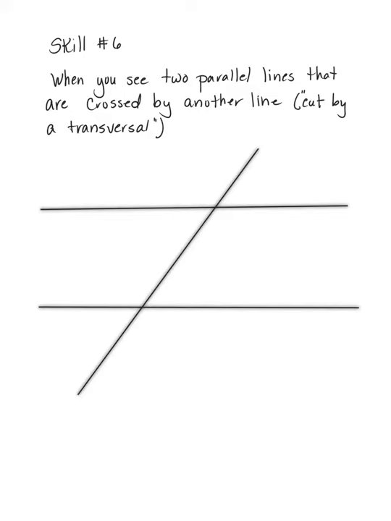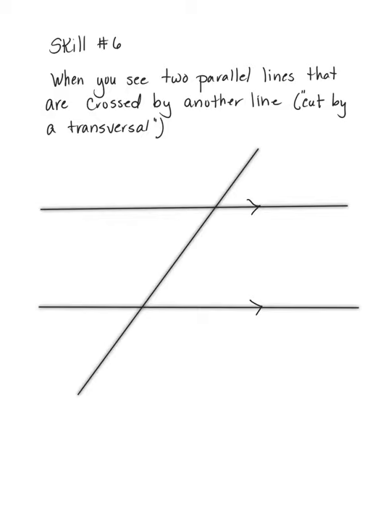All right, skill 6. When you see 2 parallel lines that are crossed by another line, then we have 8 angles formed, and these 8 angles have relationships. We like to say in geometry class, when you have 2 parallel lines cut by a transversal, you have 8 angles formed. Now, in our geometry book, our symbol for parallelism is you take the 2 lines and you put these little arrows on the lines, and that indicates those 2 lines are parallel.